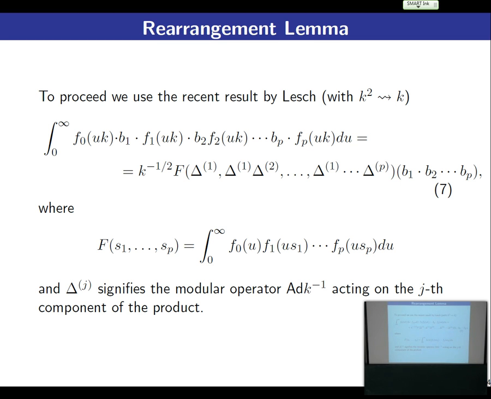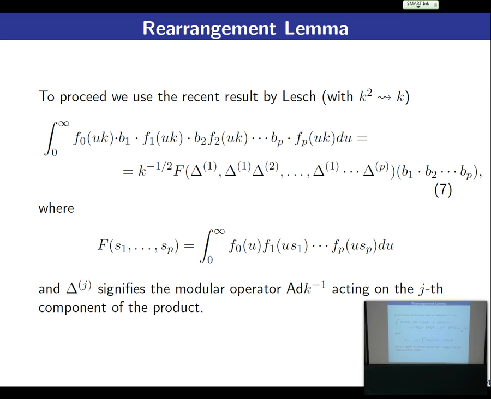Well, one can reshuffle, demonstrate and show, nice paper by Lesch, that I presented with slightly changed coordinates. I think the k square in the paper of Lesch and so on. So one can write it as, up to k inverse square root, a certain function f of p variables, evaluated on delta 1, this modular transformation, which is k acting as adjoint with k inverse on any element, okay?